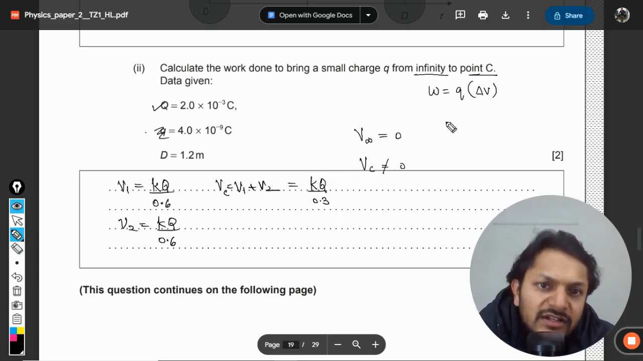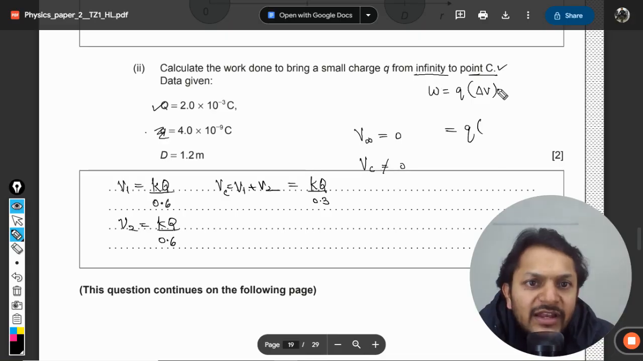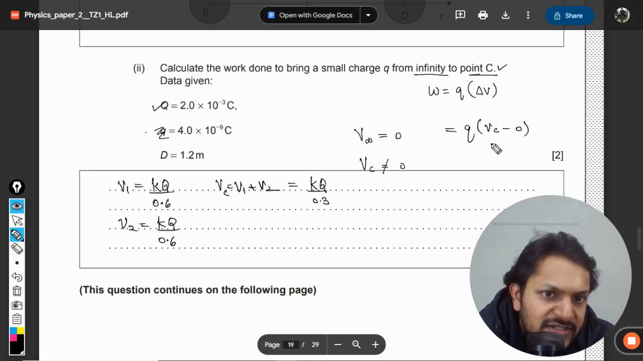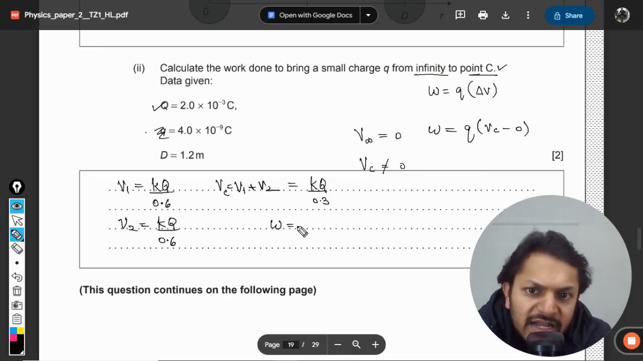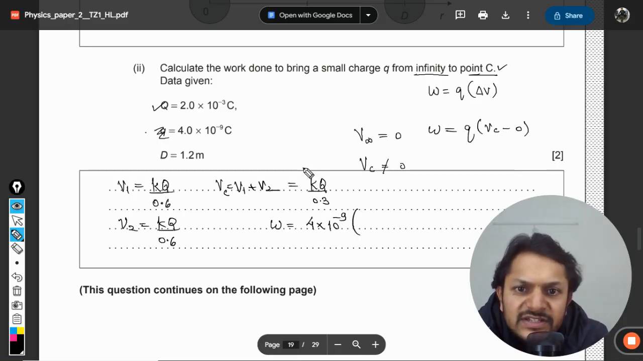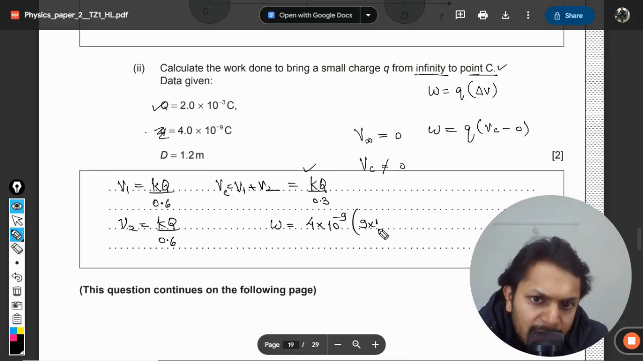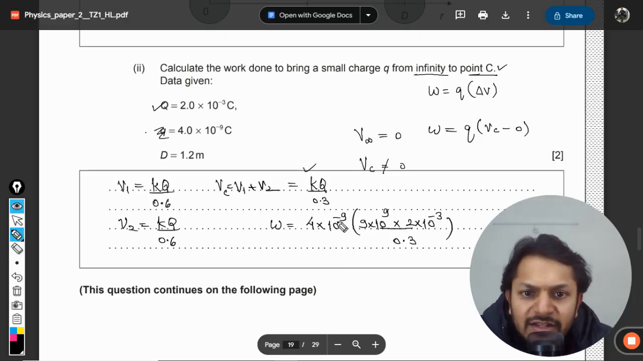So what is delta V? Now we would be talking in terms of final minus initial. So final is VC, initial is 0, which is at infinity. That will be the work done. So by using that formula, W is equal to q into VC, which is this, into capital Q divided by R. So we have just substituted our values here, and now we can solve this.